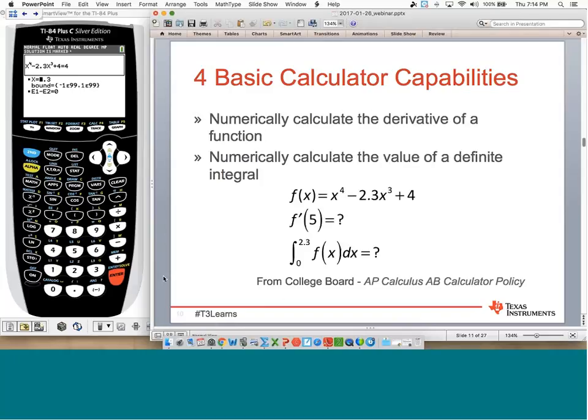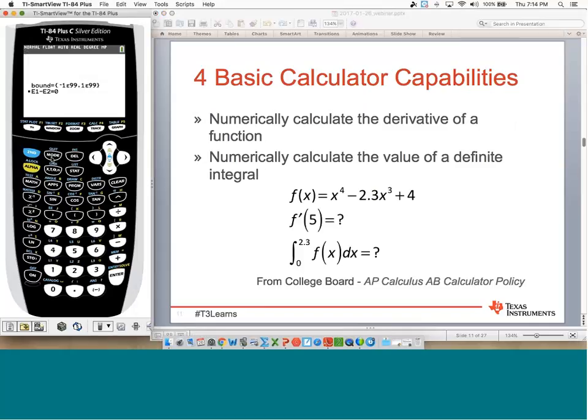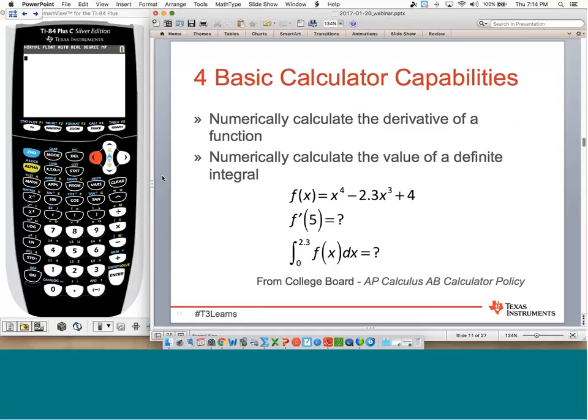The other two basic calculator capabilities, do you want to talk us through those, hon? Sure. The next one, the first two were algebraic in nature. They were creating a graph or solving an equation. They can do those two functionalities without any calculus or without any justification.